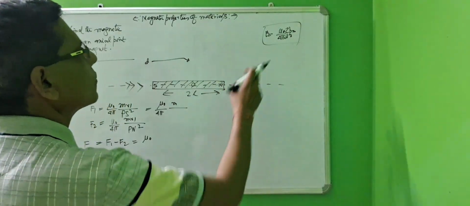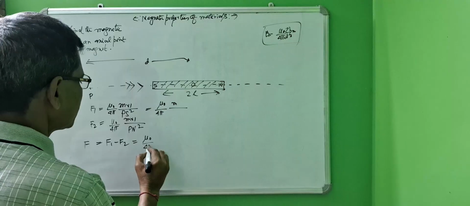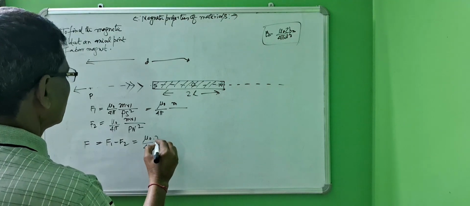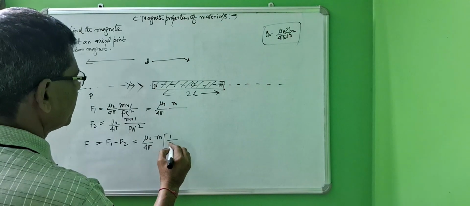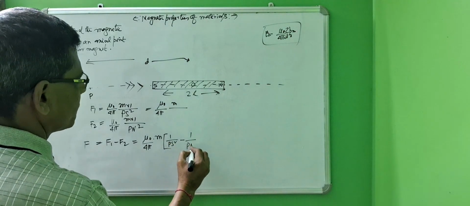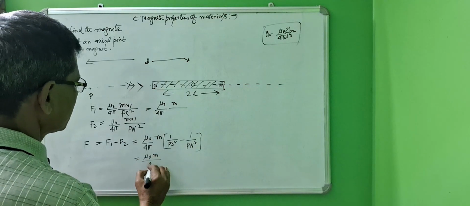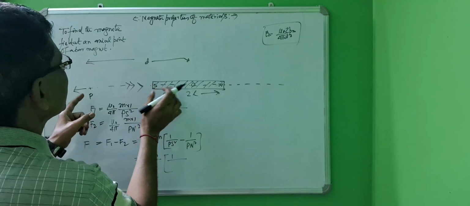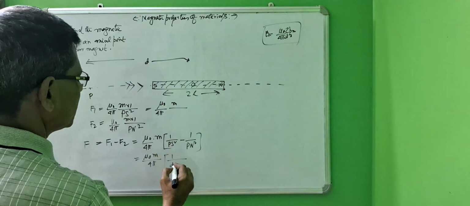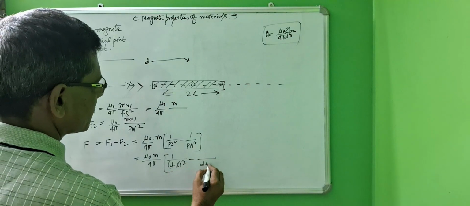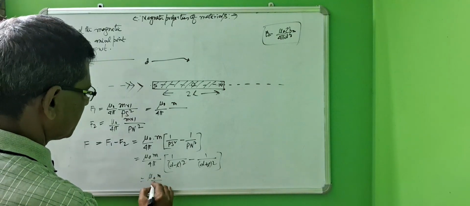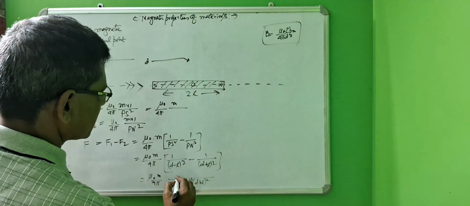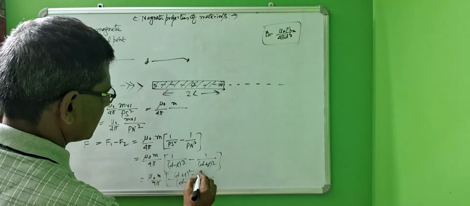This is not the matter for discussion. We are going to find this as early as possible. So μ0 upon 4π into m, 1 by PS square minus 1 by Pn square equals μ0 m upon 4π. PS equals D minus L. So 1 by (D minus L) whole square minus 1 by (D plus L) whole square equals μ0 m upon 4π, ((D plus L) whole square minus (D minus L) whole square) over (D minus L)(D plus L) whole square.